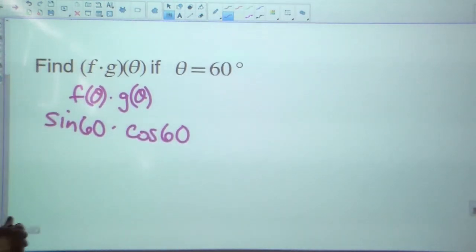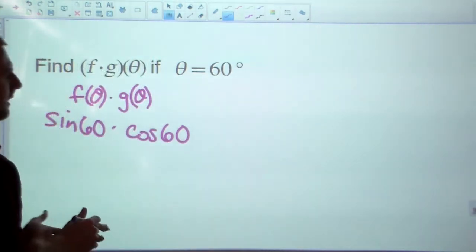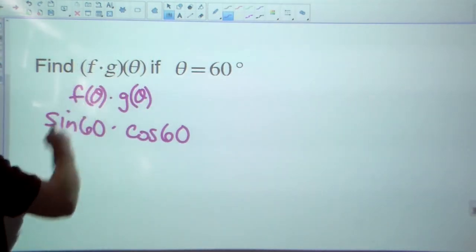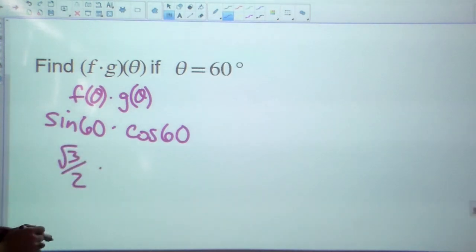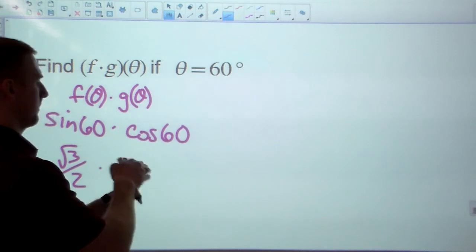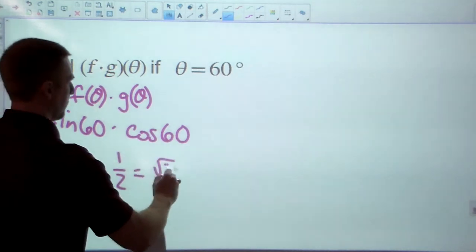And here's where recalling the values from your unit circle is really important. Sine of 60, hopefully we can quickly think about what that triangle looks like. That's square root of 3 over 2. Cosine of 60, that's going to be the adjacent side. That's going to be a half. So you're going to get square root of 3 over 4.